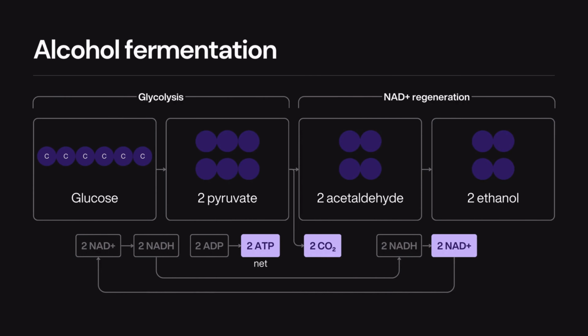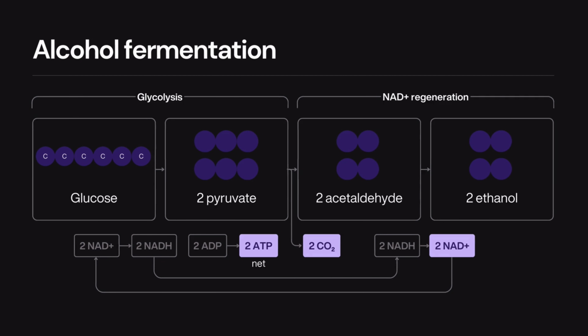This lactate can be processed back into pyruvate in the liver for further energy production. Alcohol fermentation, which allows yeast to produce ATP in the absence of oxygen, also takes place in the cytoplasm and follows a similar initial step of glycolysis, producing 2 pyruvate molecules, 2 ATP, and 2 NADH. However, this process diverges from lactic acid fermentation at the pyruvate stage. First, each pyruvate undergoes decarboxylation, releasing carbon dioxide and forming acetaldehyde. Next, NADH donates its electrons, regenerating NAD+ and producing ethanol as a byproduct.